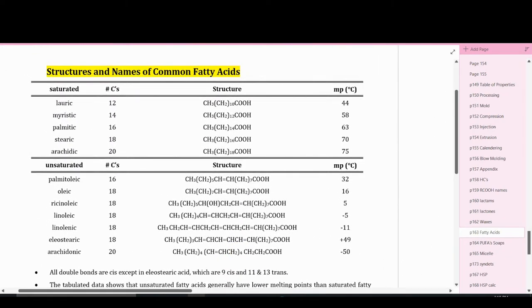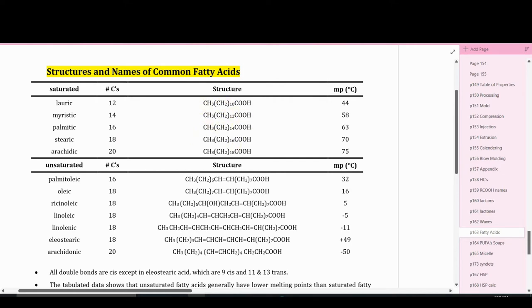Nature has this predisposition for creating even-numbered carboxylic acids, particularly above 10, so carbon 12, 14, 16, 18, 20, and so on. Lauric, myristic, palmitic, stearic. Those are so common in foods and oils that you just should be familiar with them. These are the saturated carboxylic acids, carbon 12, 14, 16, 18, and 20.